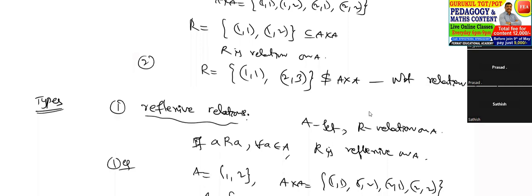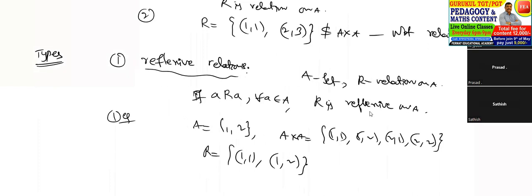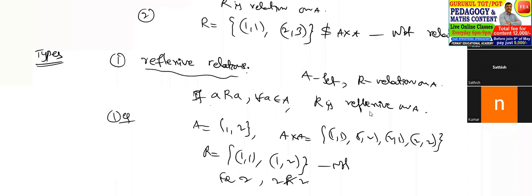Is it a reflexive relation? No, sir, 2 is not covered. What is my definition? Any element that is related to itself. But 2 is not related to 2 itself. Therefore, it is not reflexive on a set A.